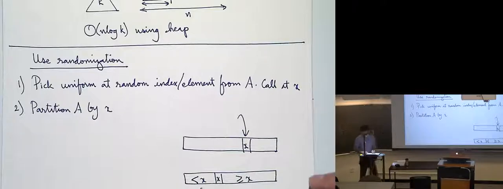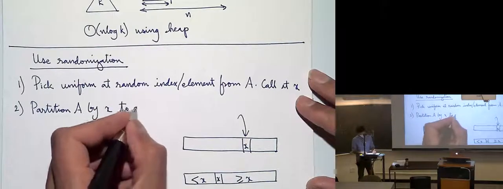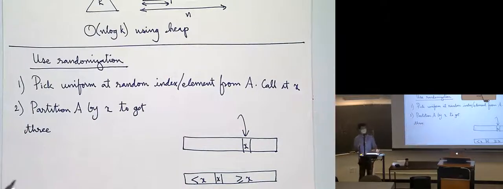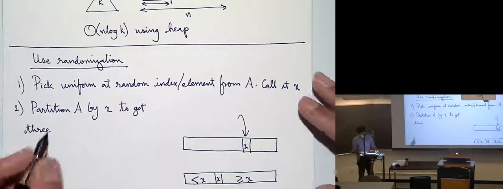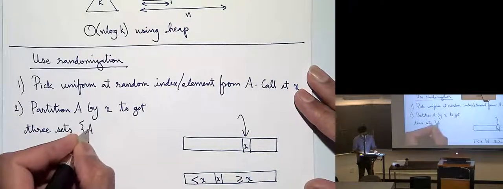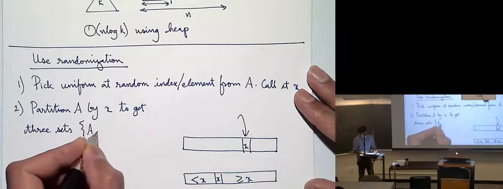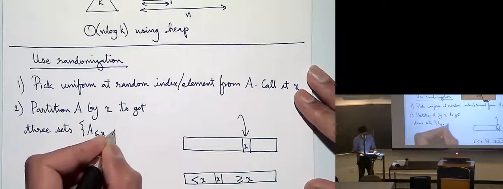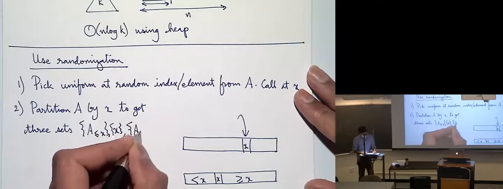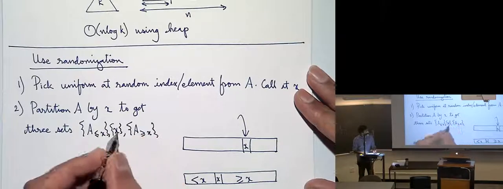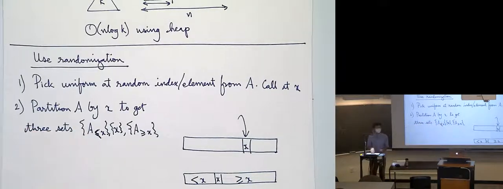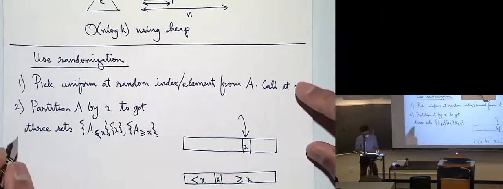Partition by x to get 3. Well, technically it's just 2 sets, but I'll say it's 3 sets, sort of: A less than x, x, and A greater than or equal to x. That subscript simply means you're looking at all the things that are less than or greater than or equal to x. Okay, so now what?